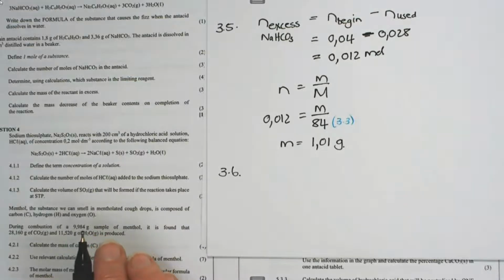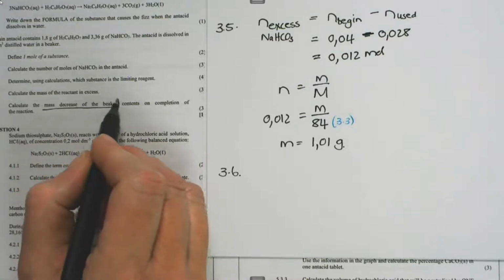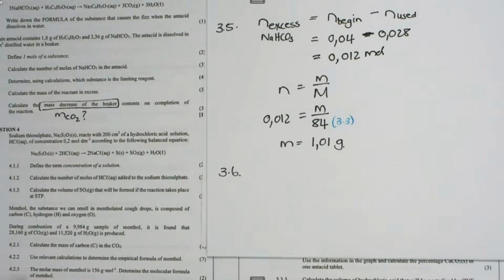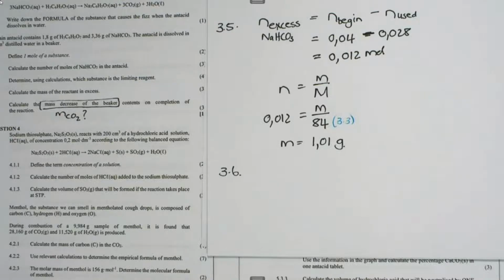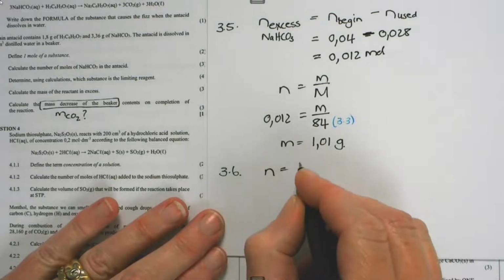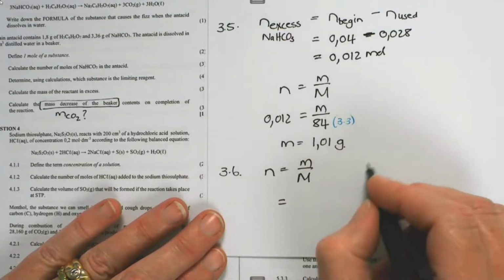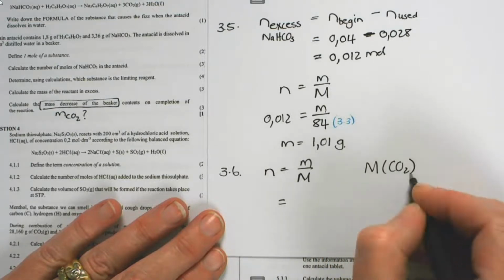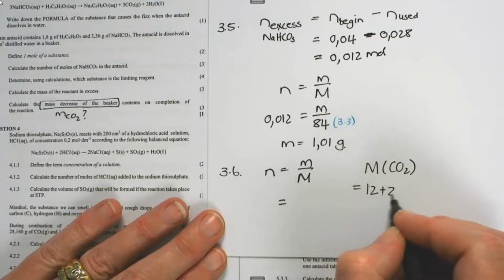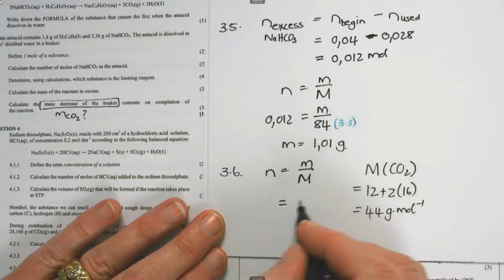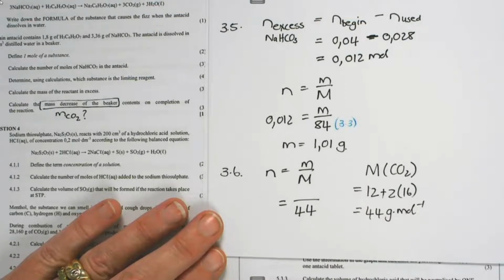And they asked, calculate the mass decrease of the beaker contents on completion of the reaction. So that mass decrease of the beaker, that is the mass of the CO2. So they actually asked the mass of the CO2 because the mass decrease of the beaker. So I'm going to say n equals small m divided by capital M because I need that. But in this stage, I must still work out the CO2, and that will be 12 plus 2 times 16, and that gives me 44 grams per mole. So I already know that 44 grams per mole there.